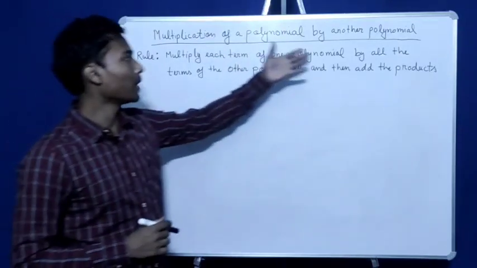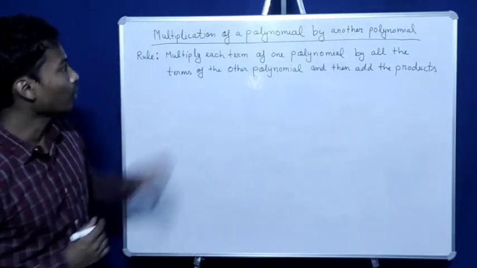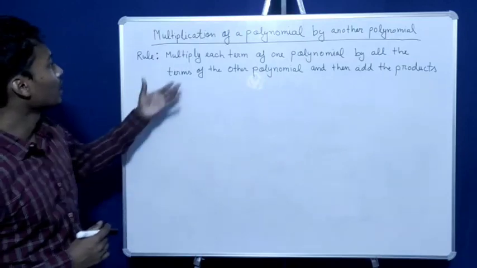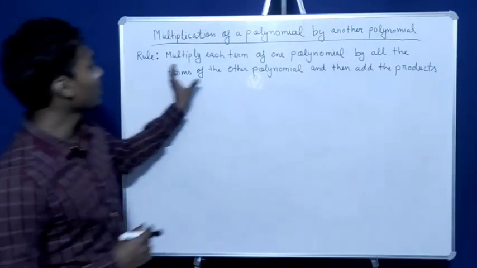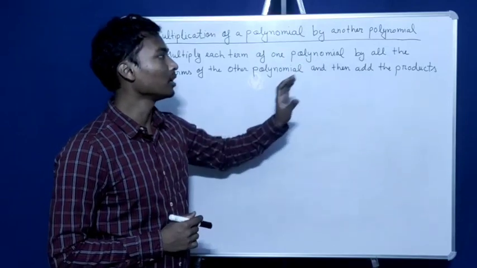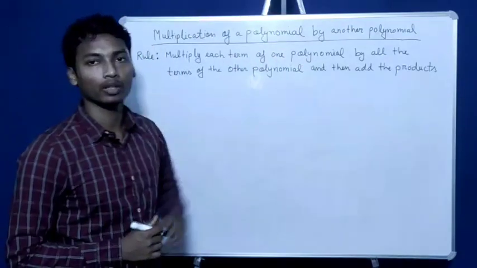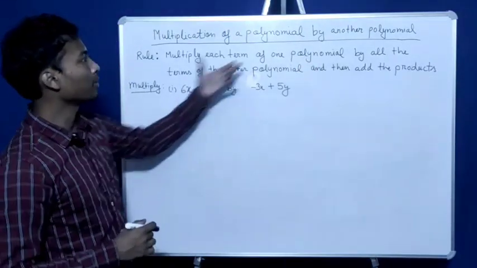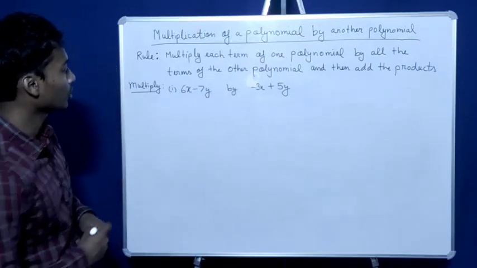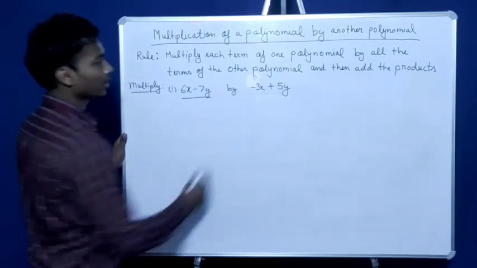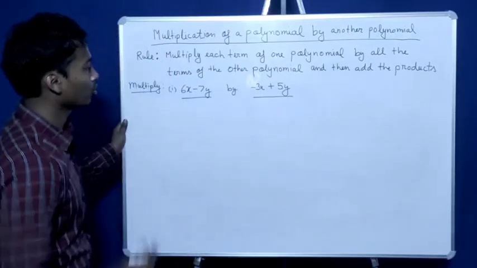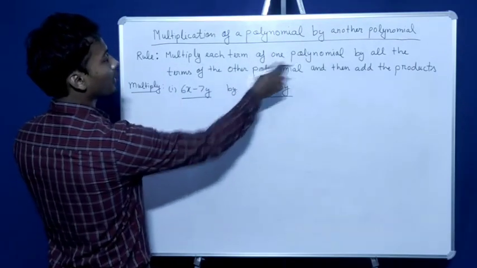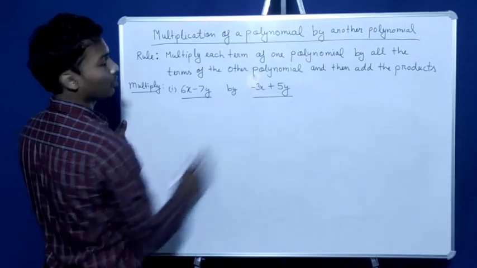Multiplication of a polynomial by another polynomial. So now we will multiply one polynomial by another polynomial. So the rule that we have to follow is multiply each term of one polynomial by all the terms of the other polynomial, and then we'll add the products. So let's take an example to understand multiplication of polynomial by another polynomial. So here we have 6x minus 7y and negative 3x plus 5y. So both are polynomials. So we'll multiply each term of one polynomial by all the terms of the other polynomial.